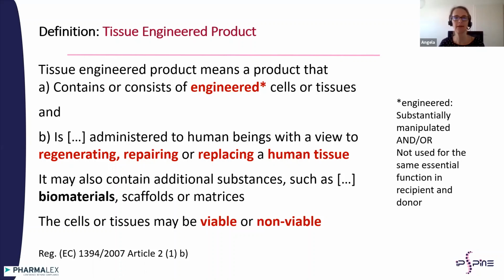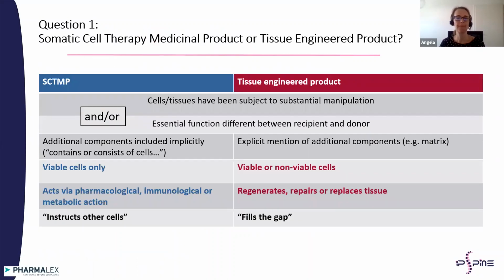So now let's finally try and compare these two types of cell-based ATMPs and see where the differences lie. So the first two lines of this table are the part that is equivalent. So both products contain cells subject to substantial manipulation with additionally or alternatively an essential function between recipients and donor. Now, the first point is not an actual difference totally distinguishing these two groups. It's just the wording is different.